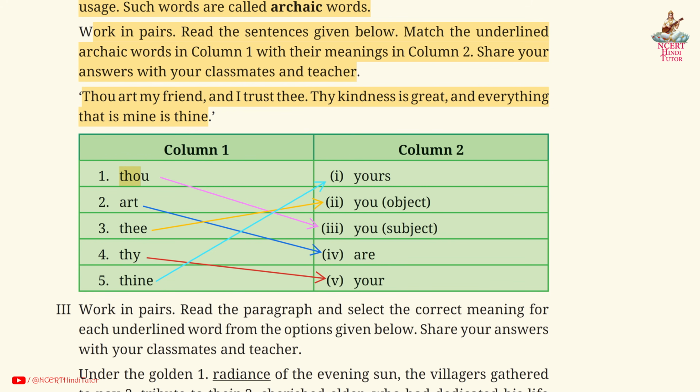Thou. Third, you, subject. Second, art. Fourth, are. Third, thee. Second, you, object. Fourth, thy. Fifth, your. Fifth, thine. First, yours. So friends, you can match them accordingly.